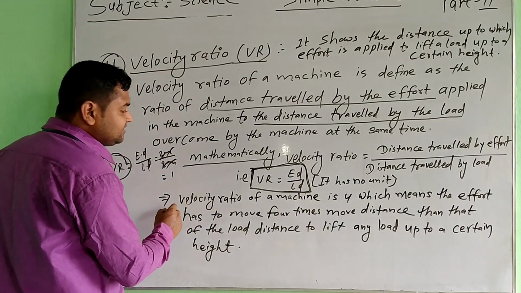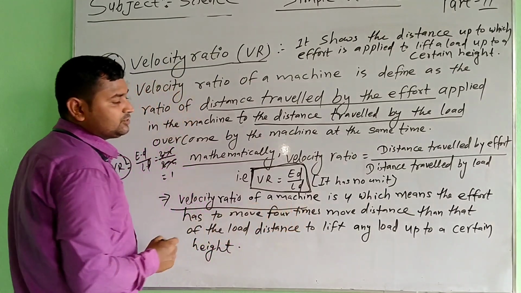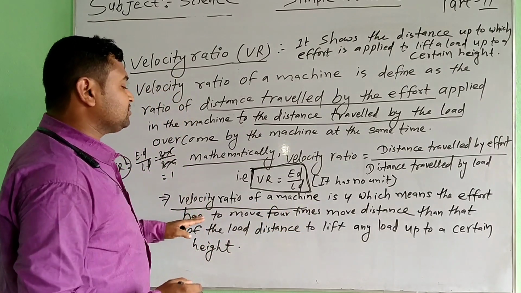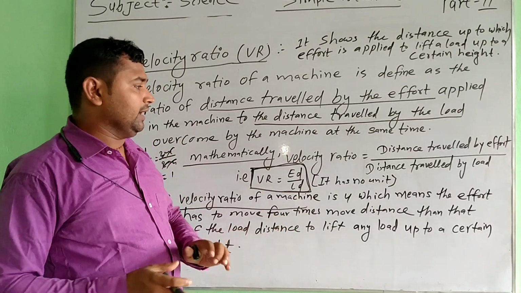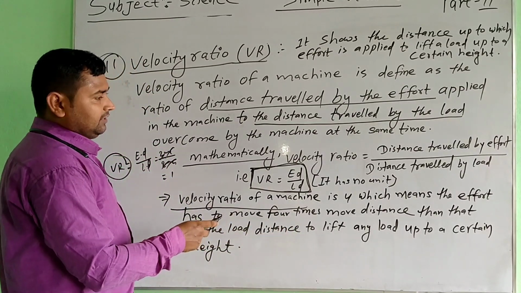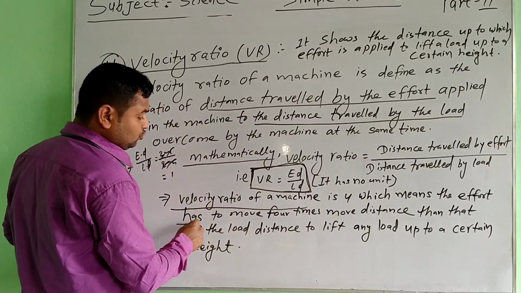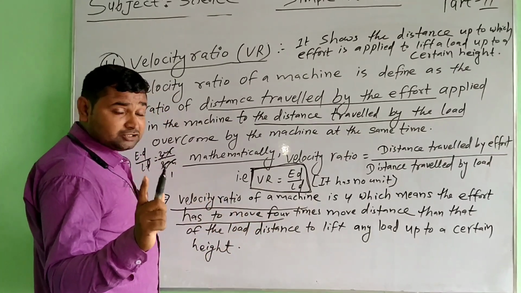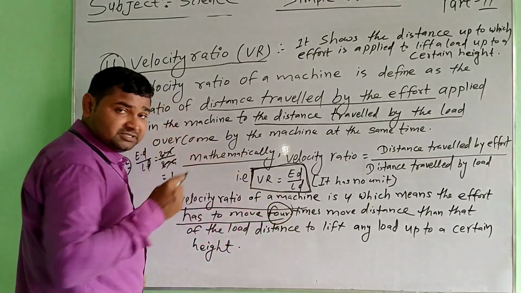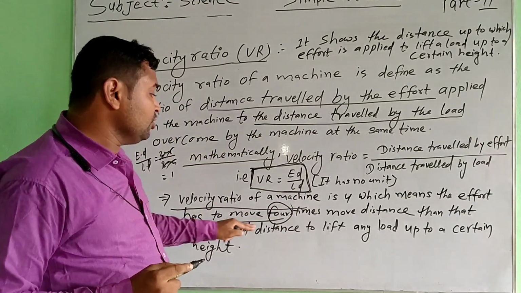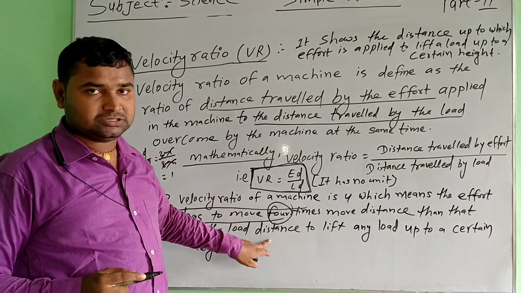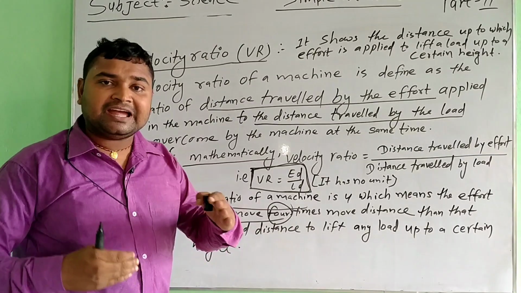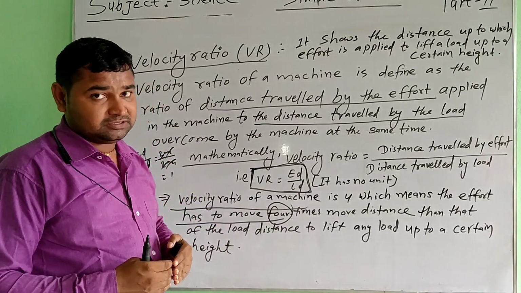Now suppose the velocity ratio of the machine is 4. What does it mean? It means that the effort has to move 4 times more distance than that of the load distance.